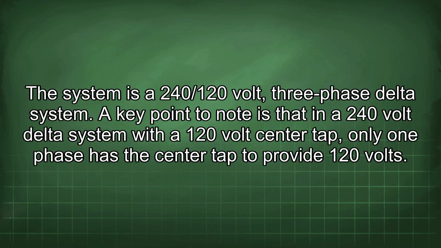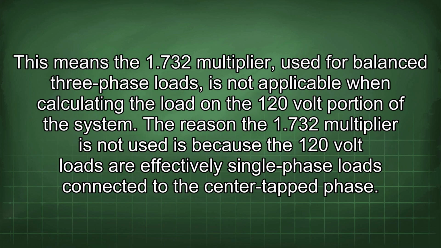The system is a 240/120 volt three-phase delta system. A key point to note is that in a 240 volt delta system with a 120 volt center tap, only one phase has the center tap to provide 120 volts. This means the 1.732 multiplier, used for balanced three-phase loads, is not applicable when calculating the load in the 120 volt portion of the system.